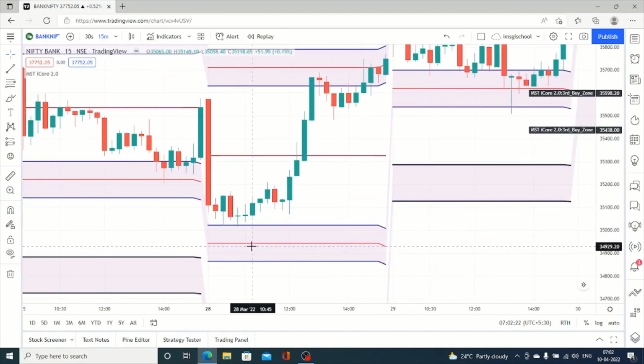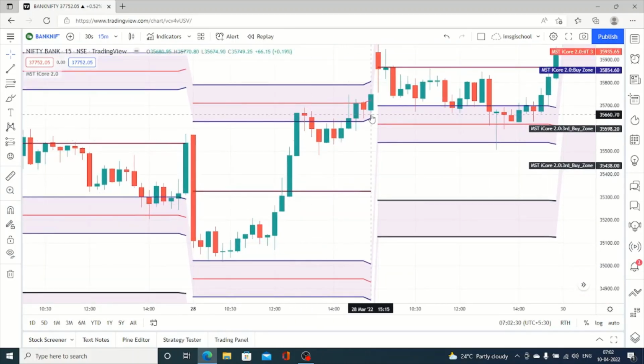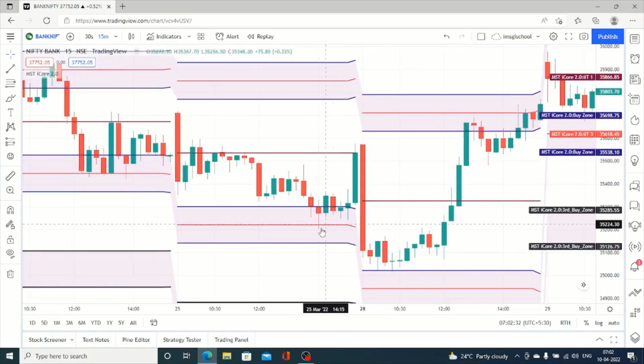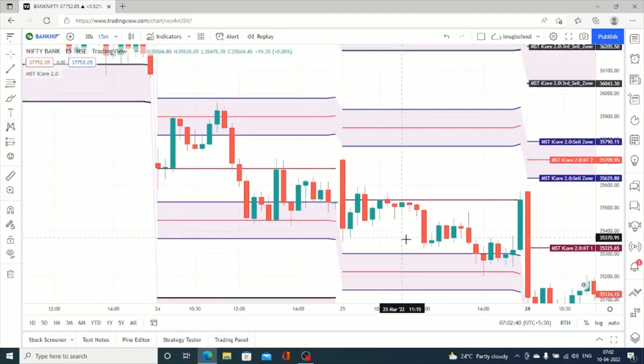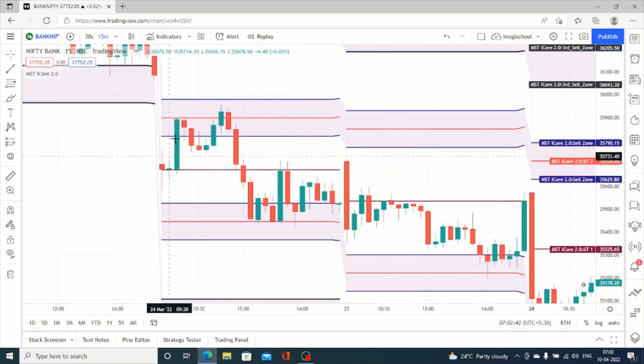See here we perfectly got the buy entry. In the next candle itself we got the target, and once again we got the buy entry and very good profit we have got. And here we got the buy entry. So at around 3 o'clock we got the profit. So here we got the sell entry. It was in the sell zone only, and immediately all the targets have been achieved. Again buy activated, first target hit.